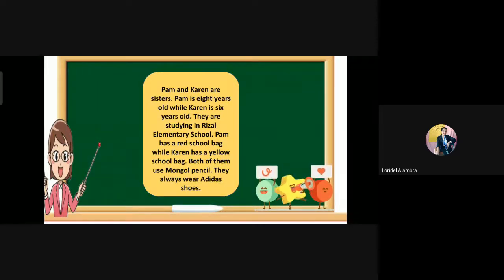So, Pam and Karen are sisters. Pam is 8 years old while Karen is 6 years old. They are studying in Rizal Elementary School. Pam has a red school bag while Karen has a yellow school bag. Both of them use Mongol pencil and they always wear Adidas shoes.